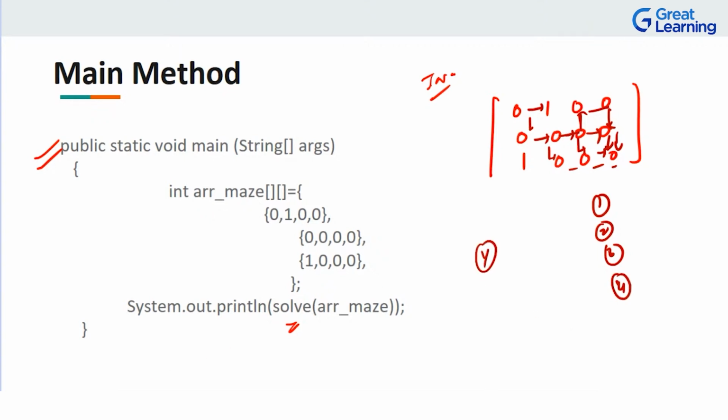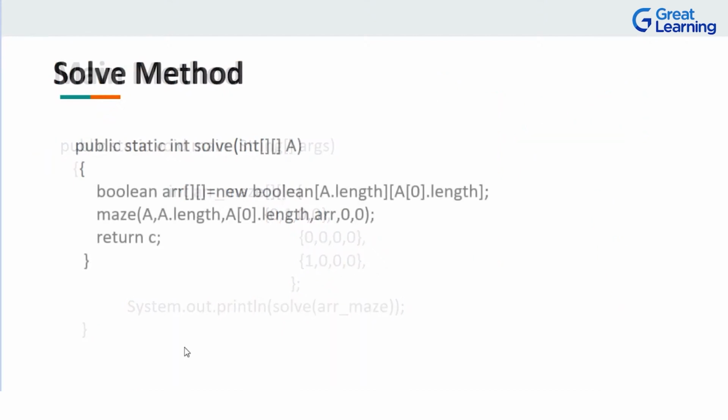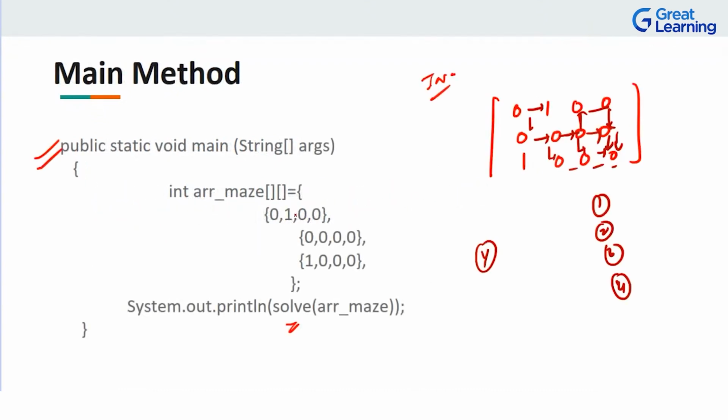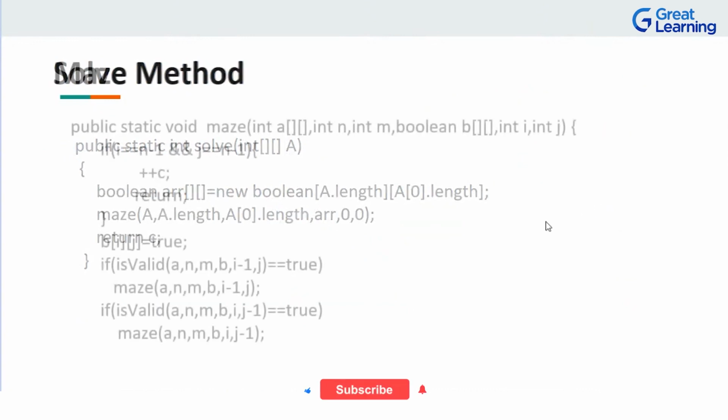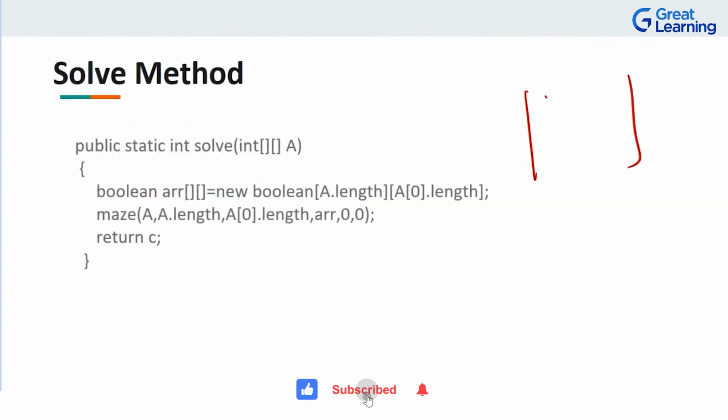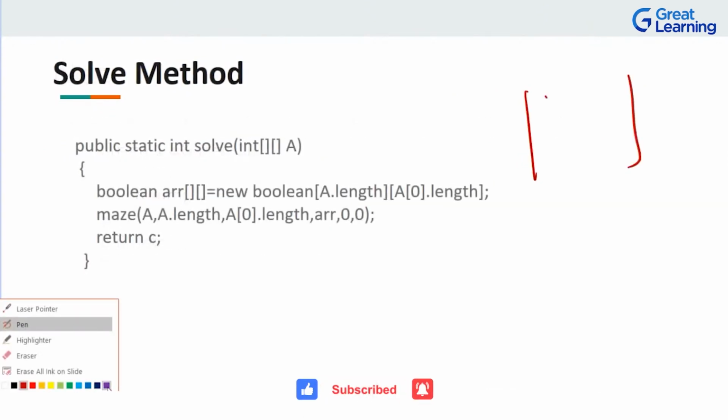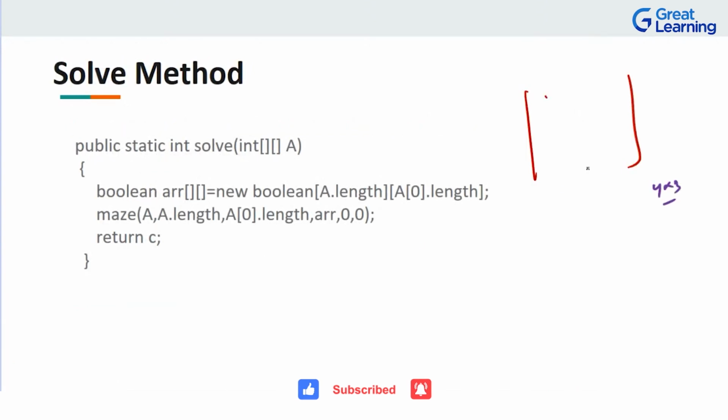Okay, so this is your maze, and now let's see what is in your solve method. In our solve method, we have a Boolean array of the same size. What was the size? We have 3 rows and 4 columns. So the same Boolean array will also be here, with the same size, 4 cross 3. Now it is a Boolean array.